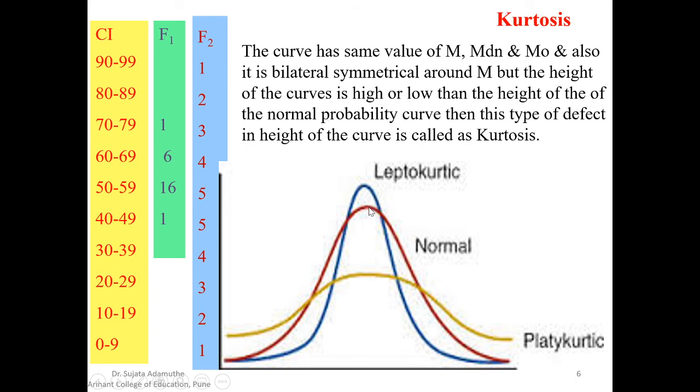That means here, compared to the normal probability curve, the first group's curve height is higher than this normal probability curve. And if you observe the second group's curve, its height is not like the normal probability curve. It has less height than the normal probability curve. So for such curves, we can call it kurtosis. The curve is called kurtosis. Then we'll go to the next slide.